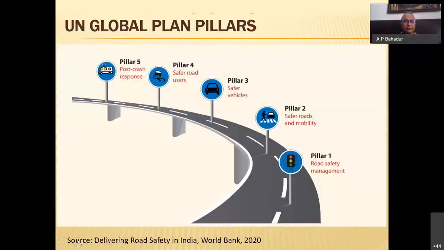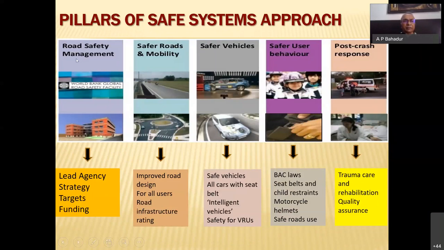Then when we go somewhat into detail, we find that for road safety management, under the pillar, the advisory is that you have to have a lead agency, a strategy, targets, and of course funding. Because unless you have proper funds, you will not be able to implement whatever program you decide on. Then for safer roads, you have improved road safety designs, safety for all categories of users, and there is a term called road assessment program. There is an NGO and institution called the International Road Assessment Program, IRAP, which normally undertakes the assessment of roads in terms of safety for different categories of users, such as vehicle occupants, pedestrians, bicyclists, and motorcyclists. So they assess the road for the safety of these categories of users.